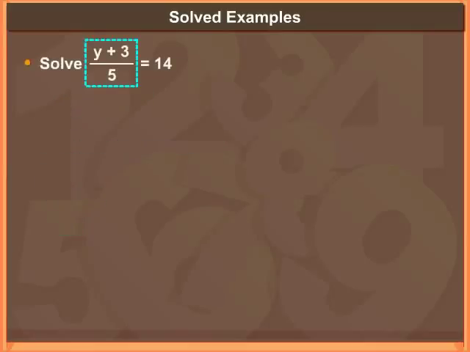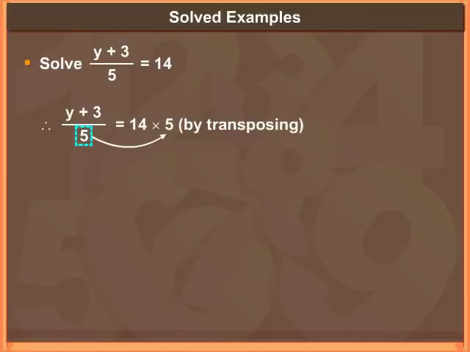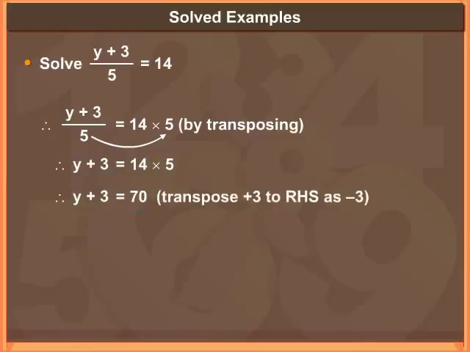Next, solve (y + 3)/5 = 14. In this equation, first multiply 5 to the right-hand side. So we get y + 3 = 14 × 5, which becomes y + 3 = 70. Then by transposing 3 to the right-hand side, by changing its sign, we get y = 70 - 3. Hence, we get y = 67.